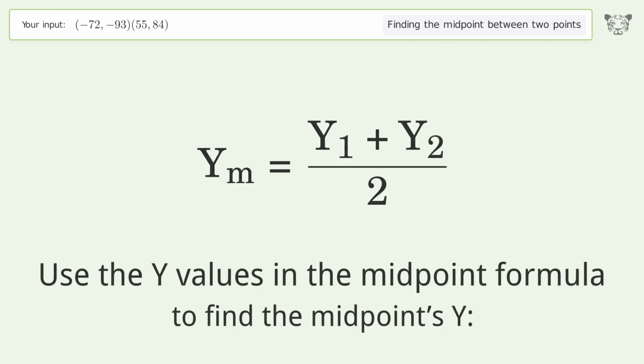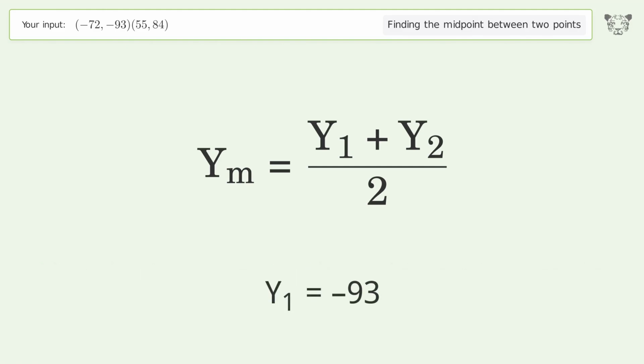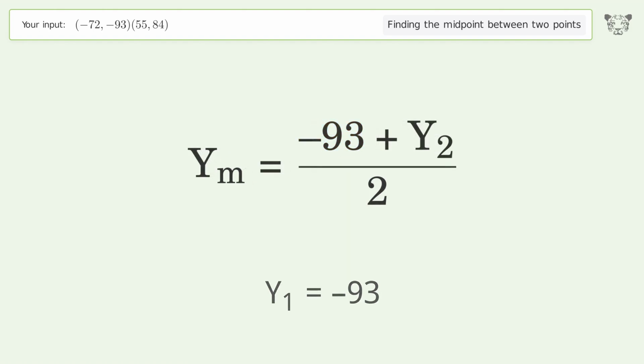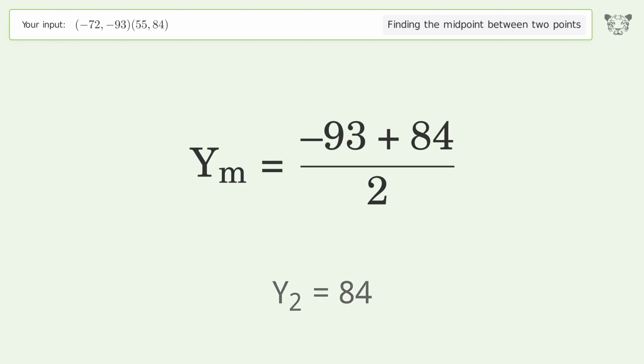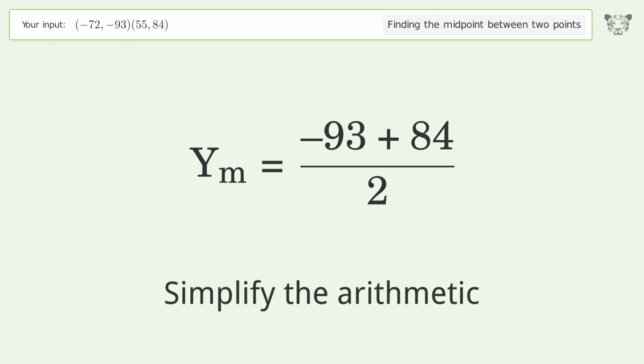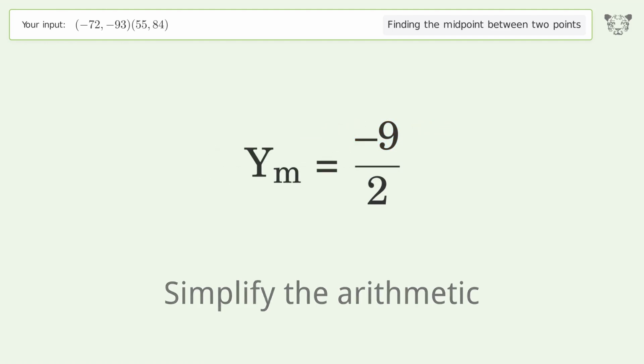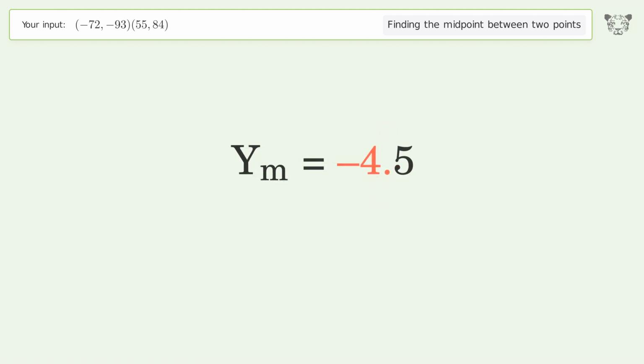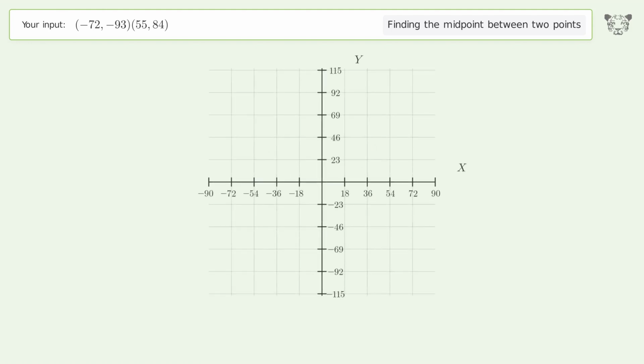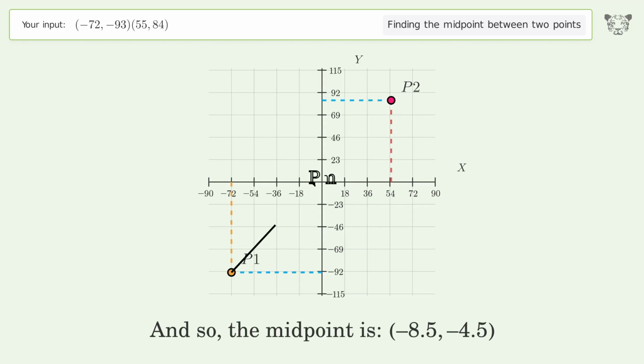Use the y values in the midpoint formula to find the midpoint's y. y1 equals -93. y2 equals 84. Simplify the arithmetic. And so, the midpoint is -8.5, -4.5.